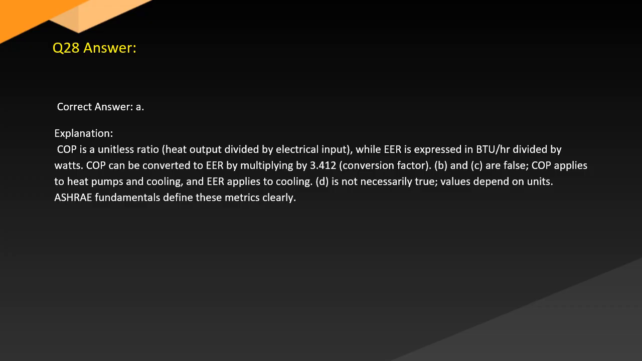Answer. Correct answer: A. Explanation: COP is a unitless ratio, heat output divided by electrical input, while EER is expressed in BTU divided by watts. COP can be converted to EER by multiplying by the 3.412 conversion factor. B and C are false. COP applies to heat pumps and cooling, and EER applies to cooling. D is not necessarily true. Values depend on units. ASHRAE Fundamentals define these metrics clearly.